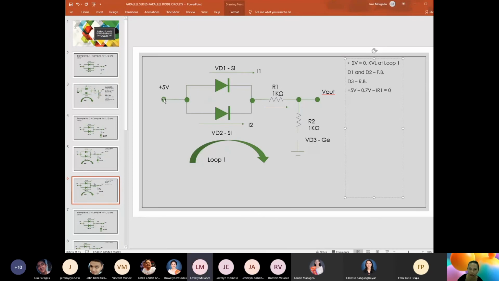Mag-loop din tayo from positive 5 to V out. Ma'am, bakit hindi po naisama yung IR2? Cut dito, oh. Kahit before component po siya? Wala na. Wala nang current dyan. So, positive 5 minus 0.7 minus IR1 minus V out is equal to 0.